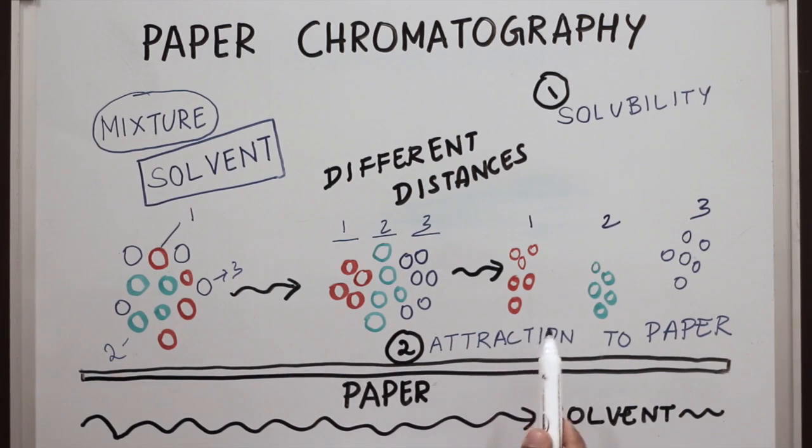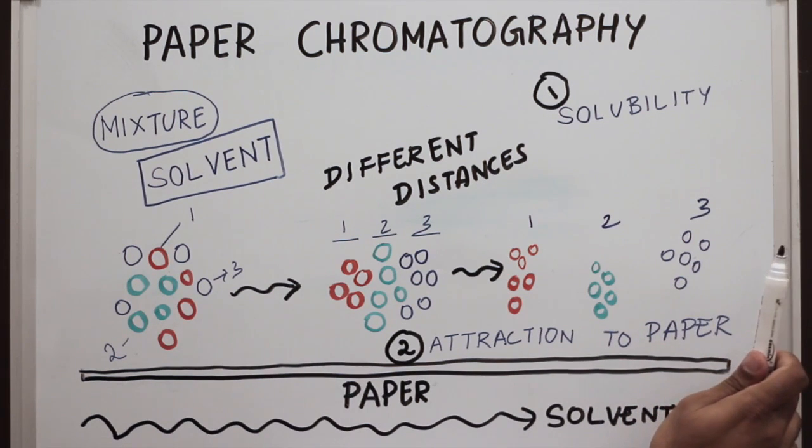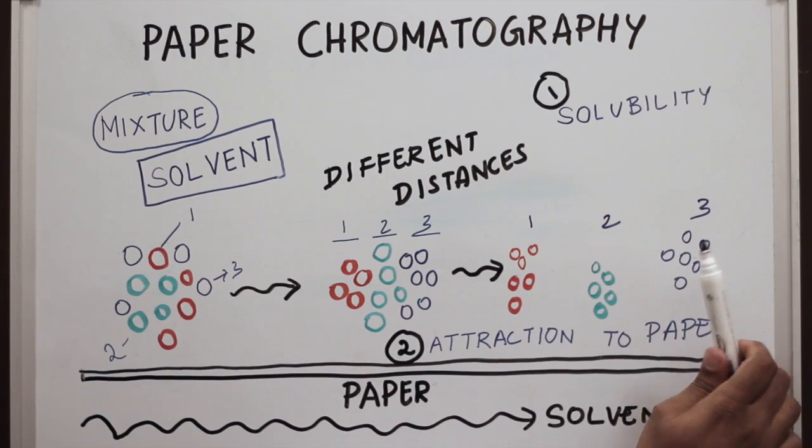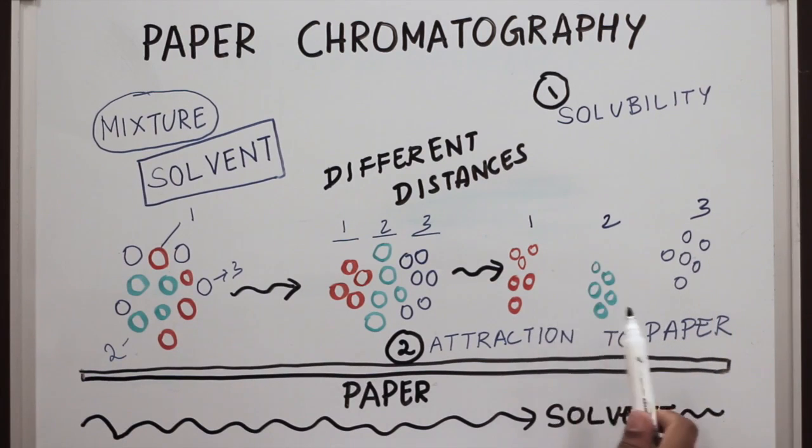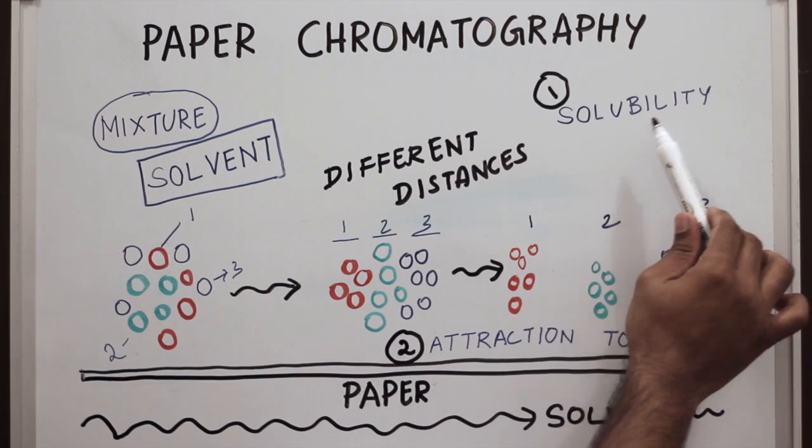So we have learned that the mixture from the beginning was all together. After a while, when the solvent started moving, it also separated them based on these 2 factors, and at the end we have the 3 different colors at 3 different places.